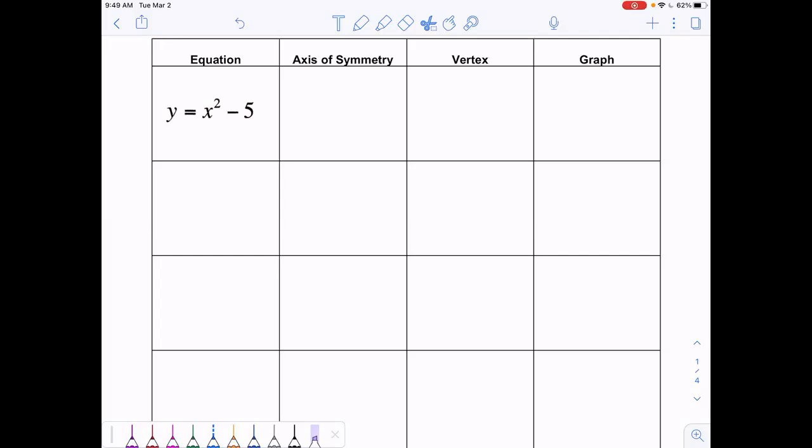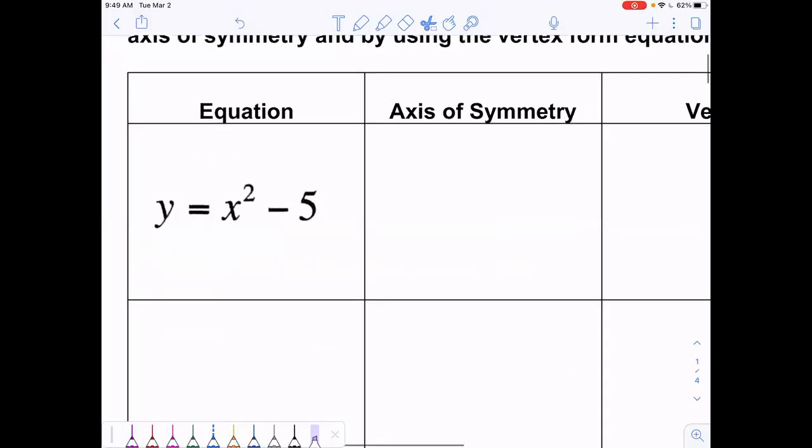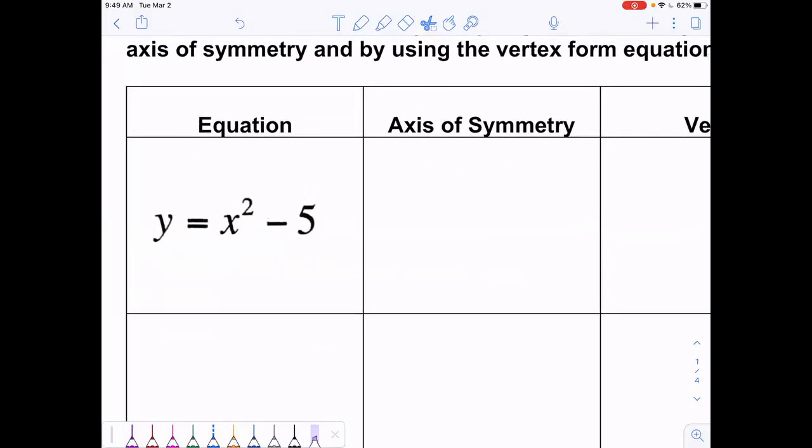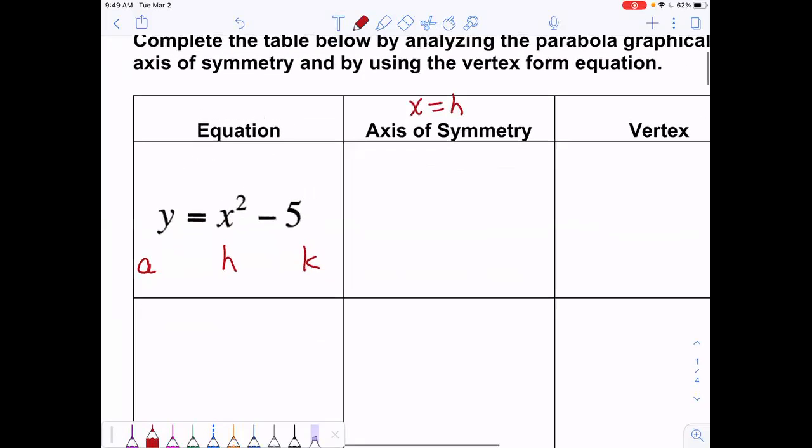Now, this one looks a little weird, which is why I wanted to work through it with you. Here is my equation, x squared minus 5. We need to think about what is the a, h, and k value. The axis of symmetry is still x equals h. The vertex is still h and k. So we're still working with that same form. Peyton, what number is in front of x squared in y equals x squared minus 5? Oh, 1. So a is 1.